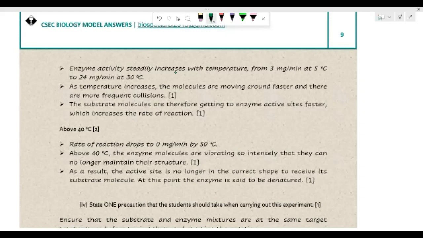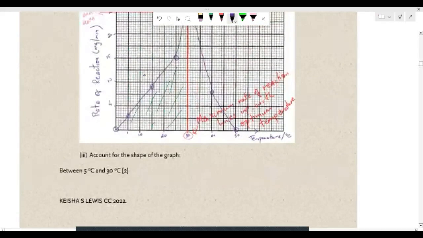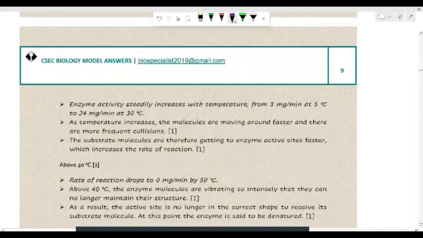So we have here, the first thing we take note of is a description of what we're seeing, right? So we have a steady increase with temperature from 3 milligrams per minute at 5 degrees Celsius to 24 milligrams at 30. So we're quoting the values based on our graph, because we see here it was about 5 there, right? So that's about 3, okay?